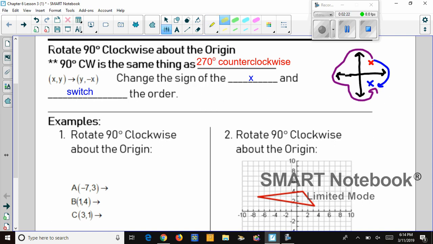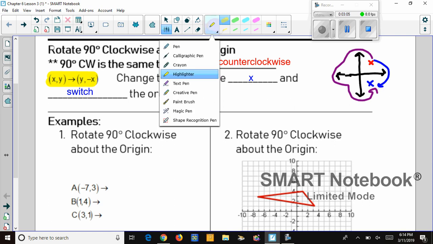Over here on the left, we have our rule, and that rule is that we take X and Y, we switch their order, and make the X a negative, or as we talked about today, the opposite of X. So it's important to note that we will change the sign of the X so it becomes the opposite of X and switch the order. Let's use that below first to find our new ordered pairs, and then we will go ahead and graph it on the coordinate plane.